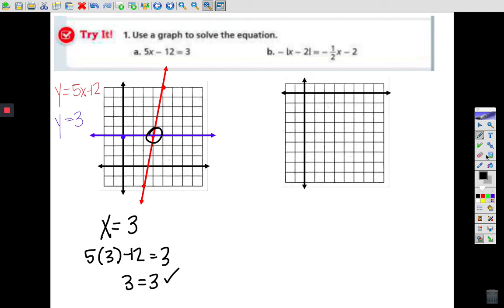All right, for B, we wrote it as two separate equations. We'd have y is equal to negative absolute value of x minus 2. So that means we move right 2 units and we have a reflection across the x-axis, if you remember that from last week. So our absolute value graph would look something like this.